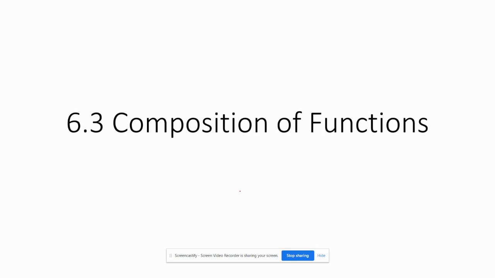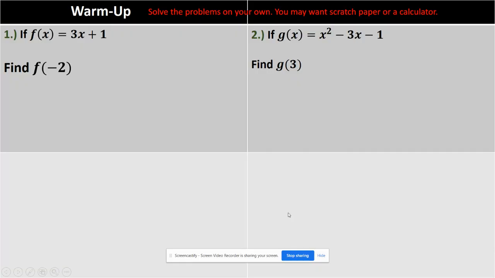So in this video, I'm going to go through topic 6.3, composition of functions, just in case you missed class or you missed something in class. So this was just a warm-up we did, getting used to function notation.